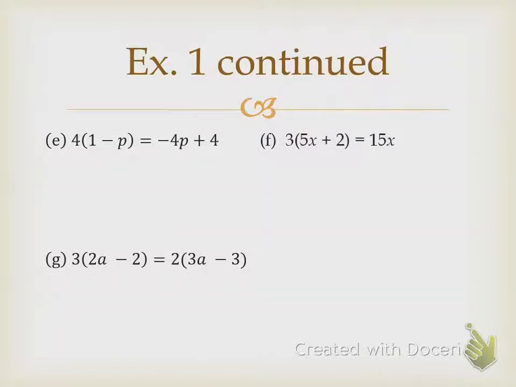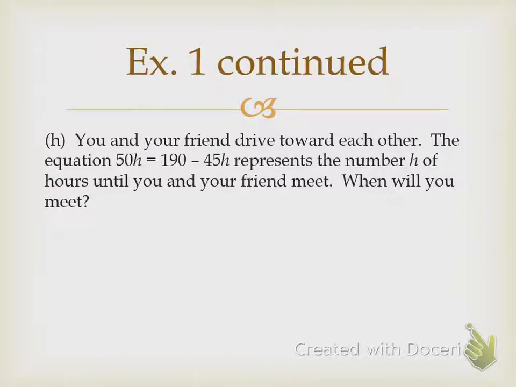All right, and lastly, the most simple word problem you're ever going to see from me this year. You and your friend drive toward each other. The equation is right here. 50h equals 190 minus 45h represents the number h hours until you and your friend meet. When will you meet? So we are literally taking 50h equals 190 minus 45h. What are we doing first?